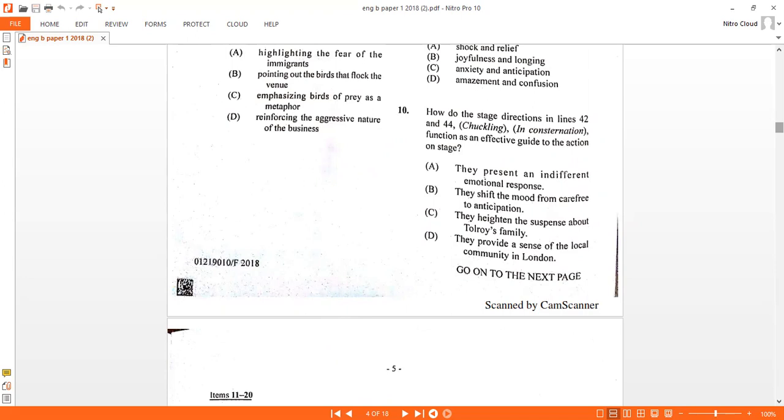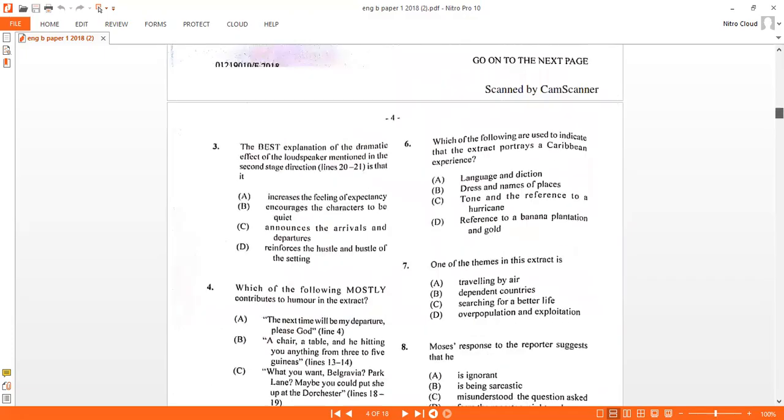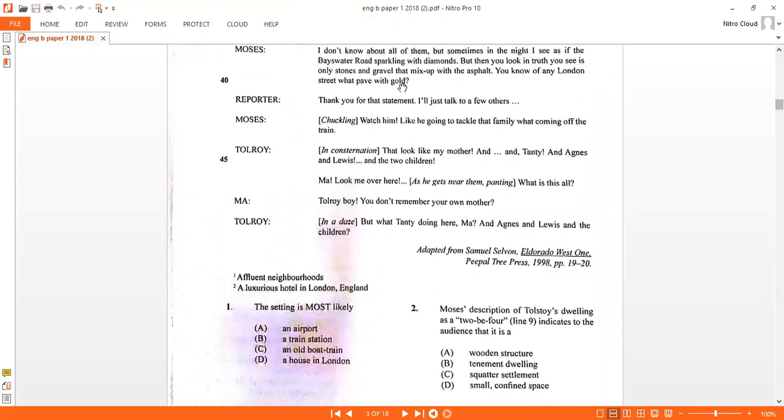Now, when it says stage direction, always take the time to go back to the lines to read the stage direction. 42, 44. So let's jump back. Line 42 says, chuckling, watch him. So this is Moses laughing at the reporter who is going to now talk to a family that's coming off of the train. So Moses is happy, not even realizing, and Moses is laughing.